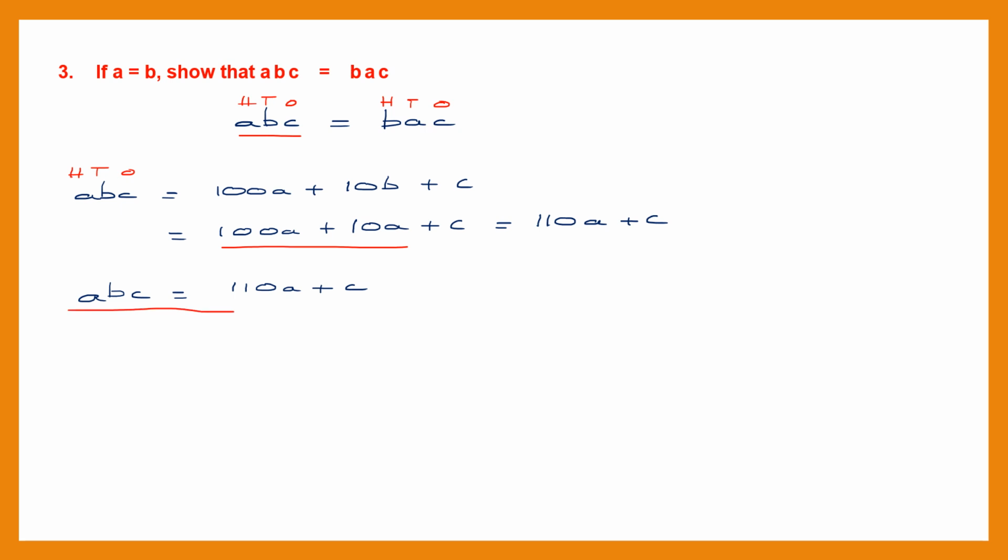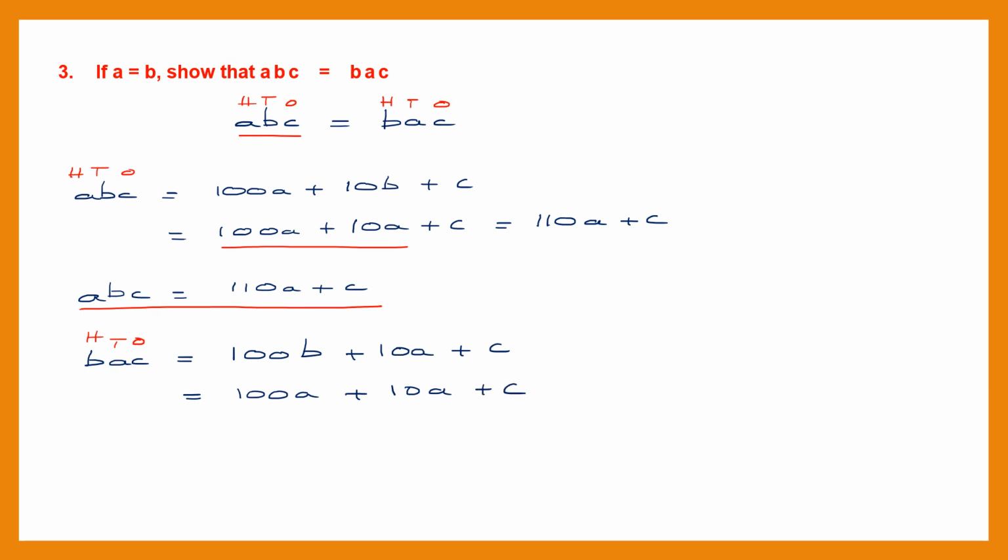Keep this in mind. Now we are going to go to the second one, that is BAC. So let's take BAC. Again, here we know this is ones, tens and hundreds. So when we write this, this will be 100B because B is in the hundreds place, plus A is in the tens place. So that is 10A plus C. Now here again, in the place of B, I can write A because A and B are equal to each other. So I'm going to say 100A plus 10A plus C. Again, I have like terms, 100A plus 10A. When I add that up, I get 110A plus C.